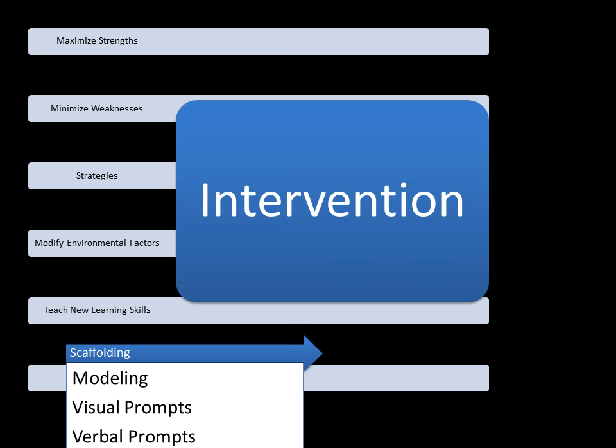All of these things that I've just mentioned can be used in intervention for children with language disorders.